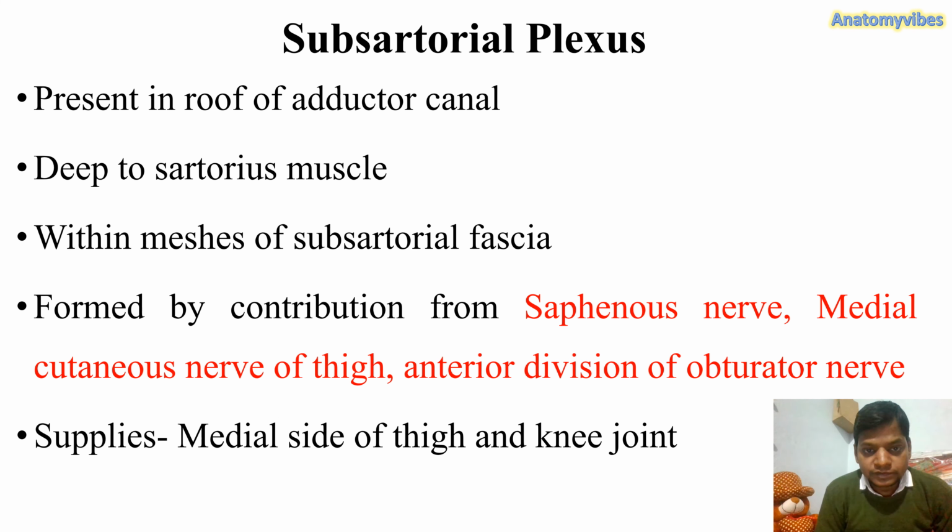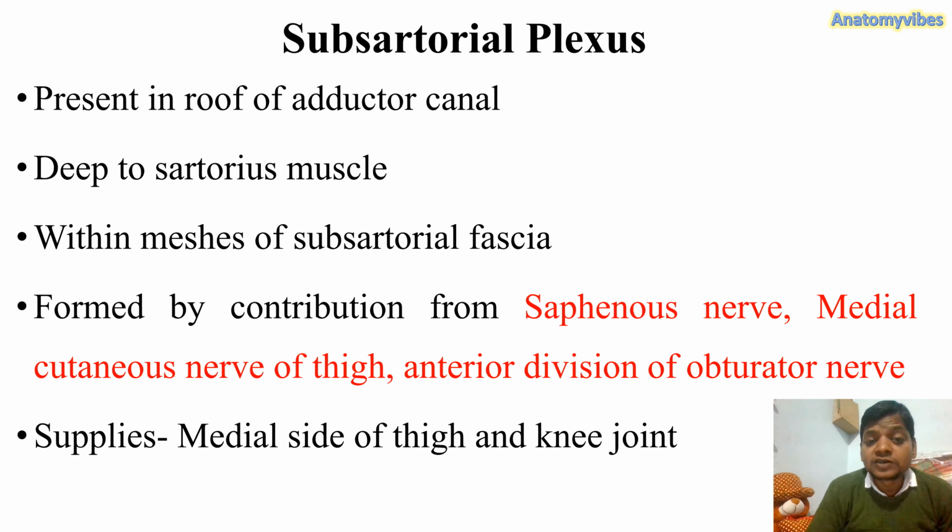Now we have one important plexus here known as subsartorial plexus. This plexus is not the content of adductor canal. It is present in the roof, in the meshwork of subsartorial fascia. So this is not the content of the adductor canal. Actual content we have already discussed. So subsartorial plexus is present in the meshwork of subsartorial fascia in the roof of adductor canal.